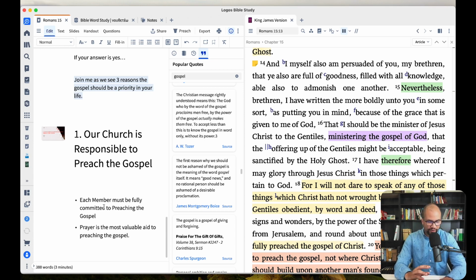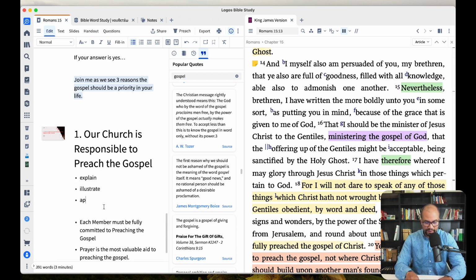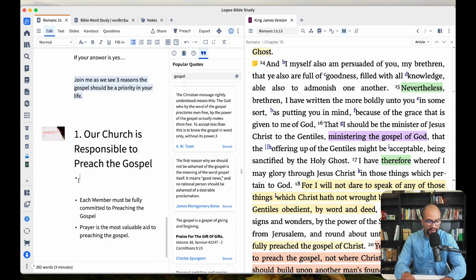And again, just a precursor: if you haven't watched our other videos on this, the goal is this. Explain, illustrate, apply, transition. That's a good formula for each of these points to follow. And so right now I'm in the explaining phase.